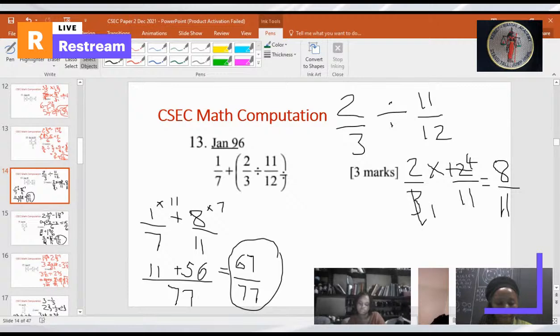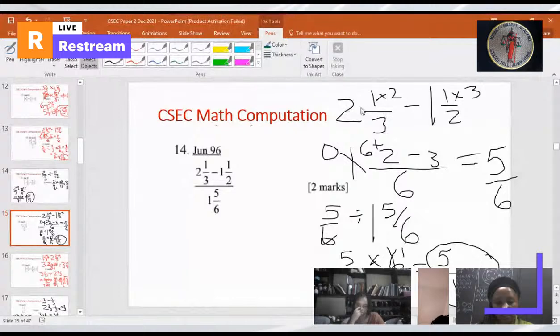Number 14. So we have 2 and 1/3 minus 1.5. 2 minus 1 is 1. The LCM of 3 and 2 is 6. 3 goes into 6 2 times. 1 times 2 is 2. 2 goes into 6 3 times. 1 times 3 is 3. We can't take 3 from 2 without getting a negative number. So we're going to take 1 out of the whole, leave 0, and carry that 1 whole as 6 over 6. Add the numbers here, 6 and 2, 8. 8 minus 3 is 5 over 6.